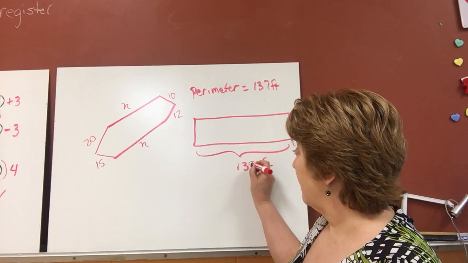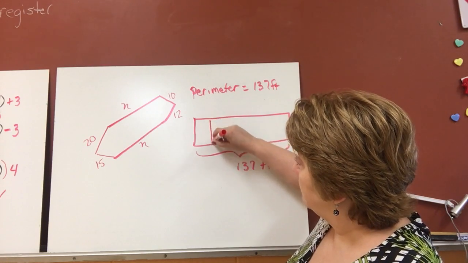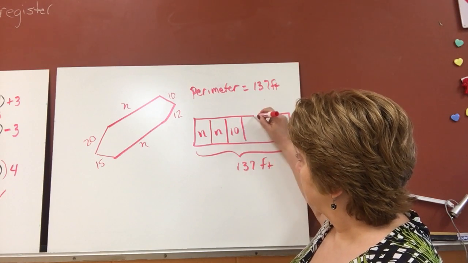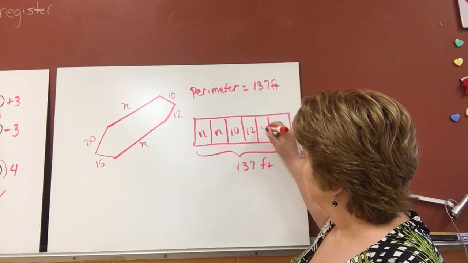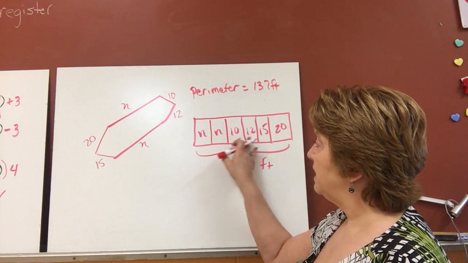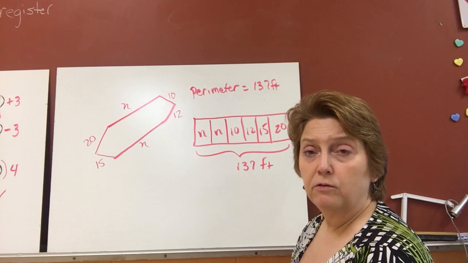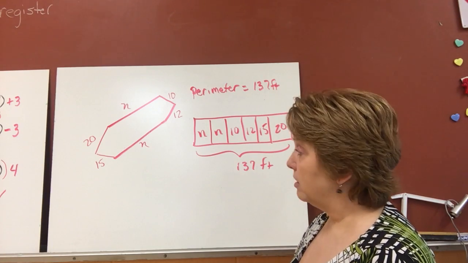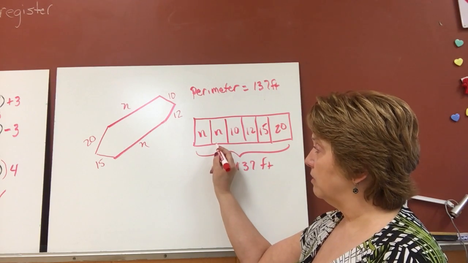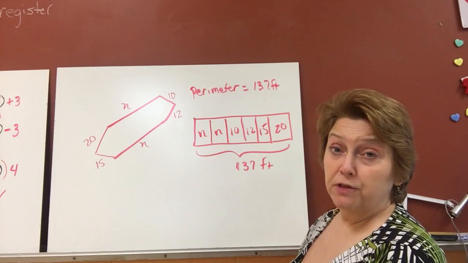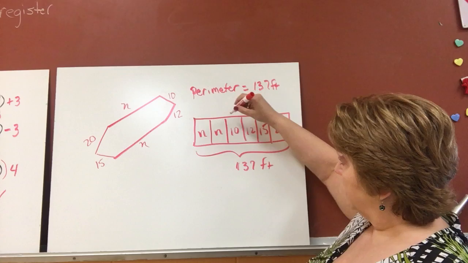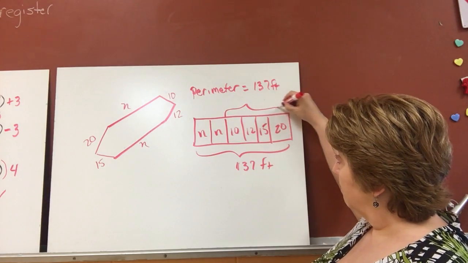Now, what does it have in the 137? Well, it has two ends, right? It has an N, another N, and then it has a 10, a 12, a 15, and a 20. So these represent all the pieces of the outside perimeter of the enclosure for the dog. So what we need to do is find out what these ends equal over here. In order to do that, if we know the whole thing is 137, we can take this amount right here and figure out what this is.